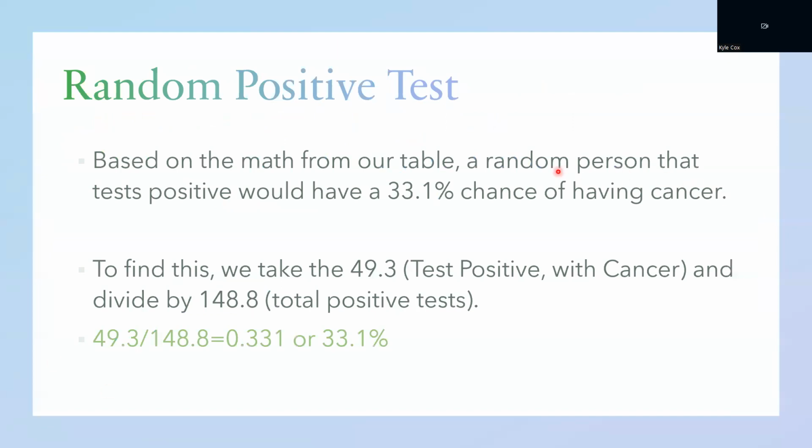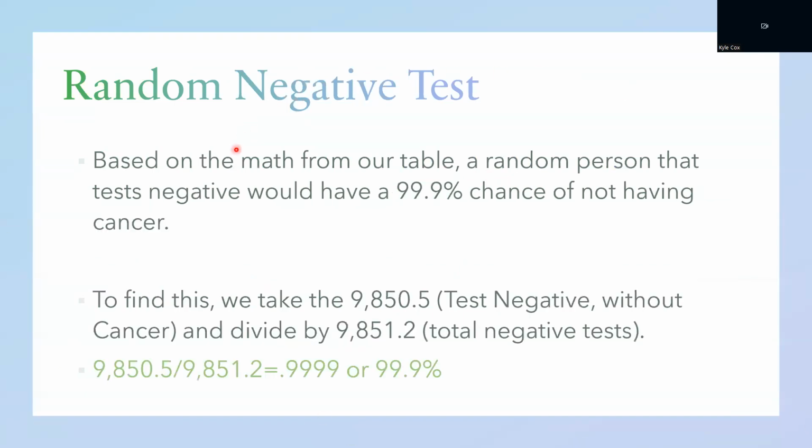So the two questions at the end of this example, the first one was, based on the math from our table, a random person that tests positive would have a 33% chance of having cancer. We would find this by taking those that tested positive, 49.3 that had cancer, over the 148.8 of all positive tests. That comes up to 0.331 or 33.1%.